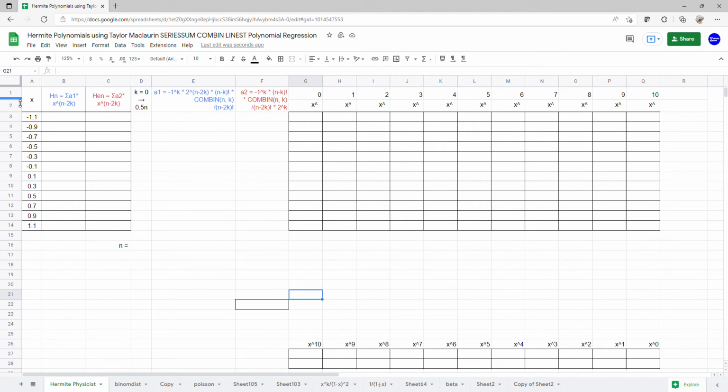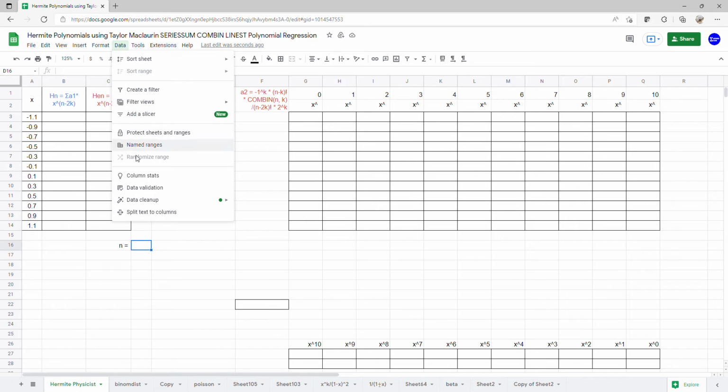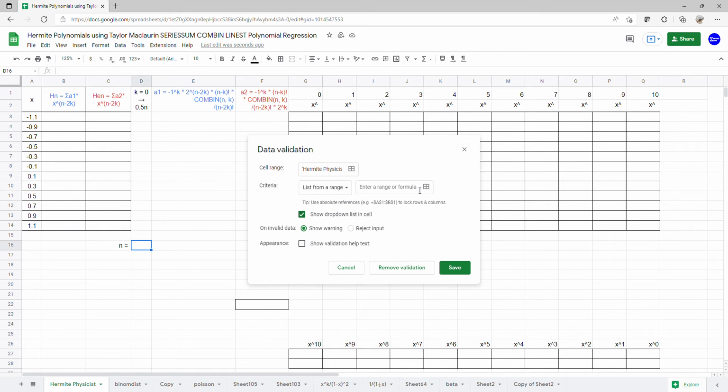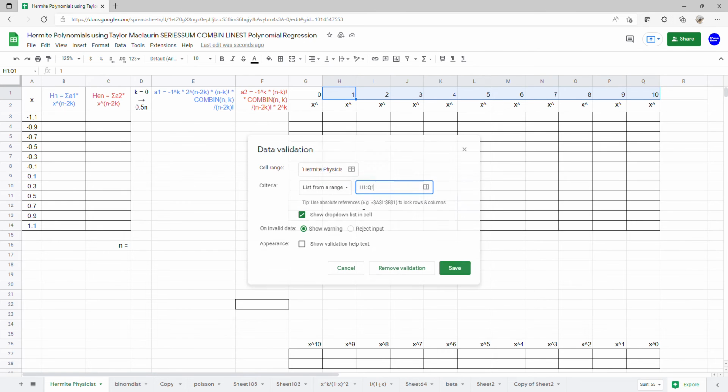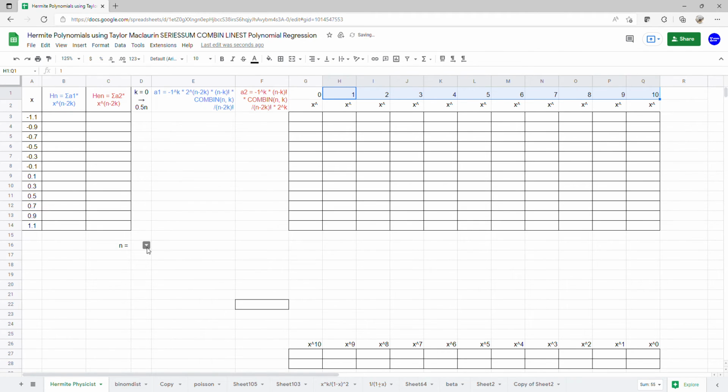In this video, we'll generate the physicist Hermite polynomial and the probabilist Hermite polynomial over the range from -1.1 to 1.1 and to the 10th degree. So data validation: our n will go to the 10th degree, over the range from 1 to 10, and we can start with 1. And the value of k will be from 0 to 0.5n.